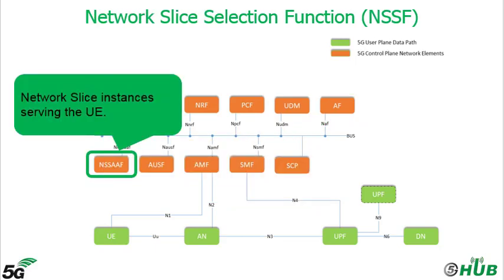Finally, Network Slice Selection Function, or NSSF, is responsible for selecting the set of network slice instances serving the user equipment, determining the AMF set to be used to serve the user equipment, or based on configuration a list of candidate AMFs, possibly by querying the NRF, between other functions.